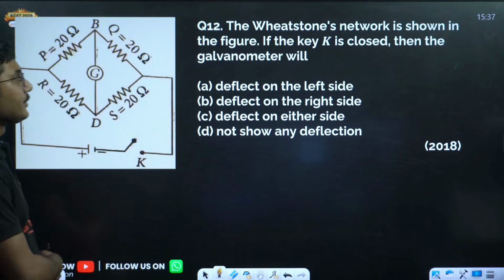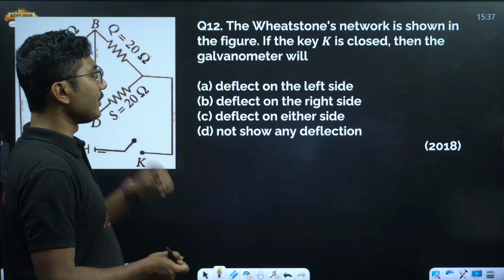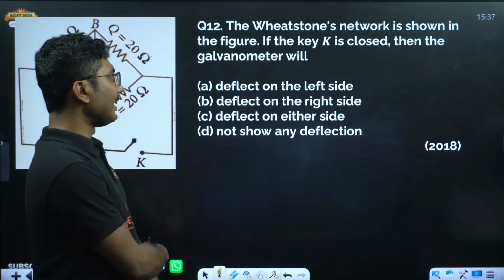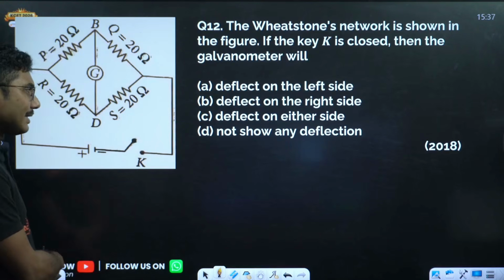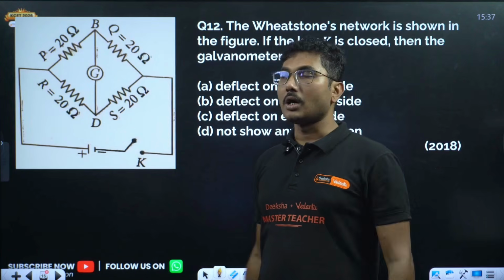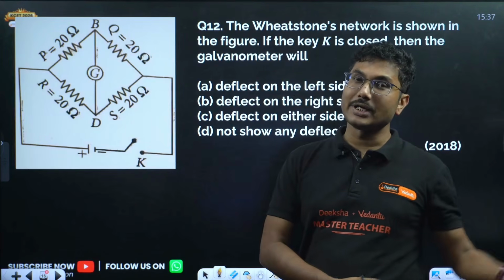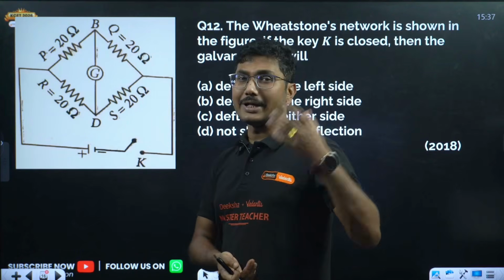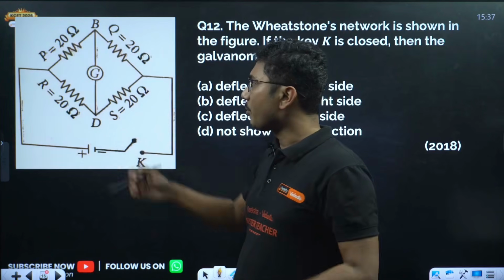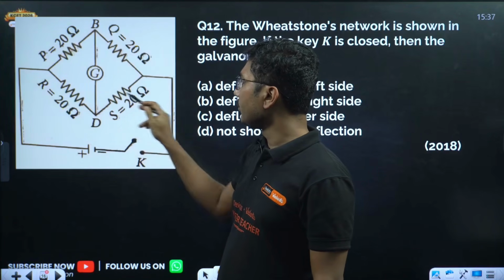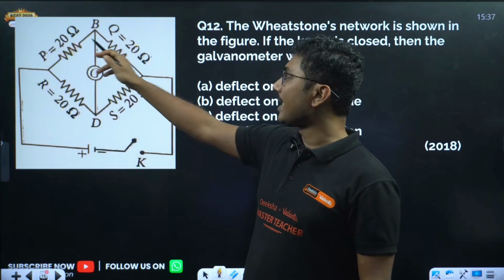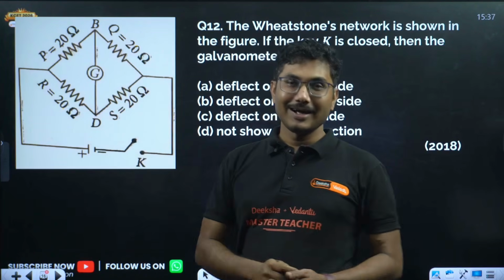The Wheatstone bridge network is shown in the figure. The key K is closed. The galvanometer will deflect in the left, in the right, deflect either side, or not show any deflection. So galvanometer is one of the most common concepts in COMEDK. As you can see, we are solving so many questions on galvanometer, Wheatstone bridge, and Wheatstone bridge is actually not super difficult for COMEDK. So if you see 20 20 20 20, it's a double header match. So we have a match in the morning, match in the night as well, right?